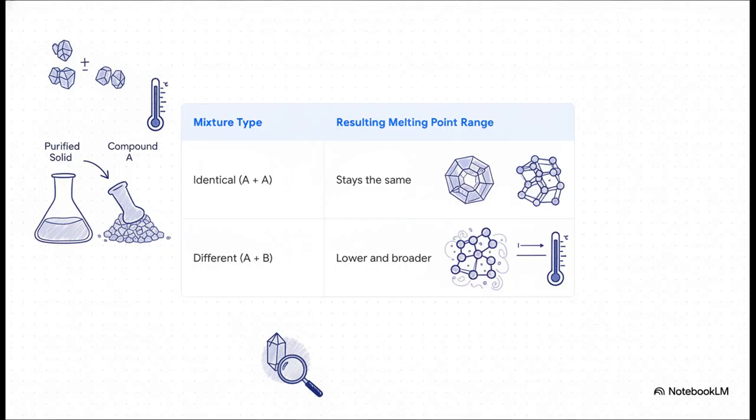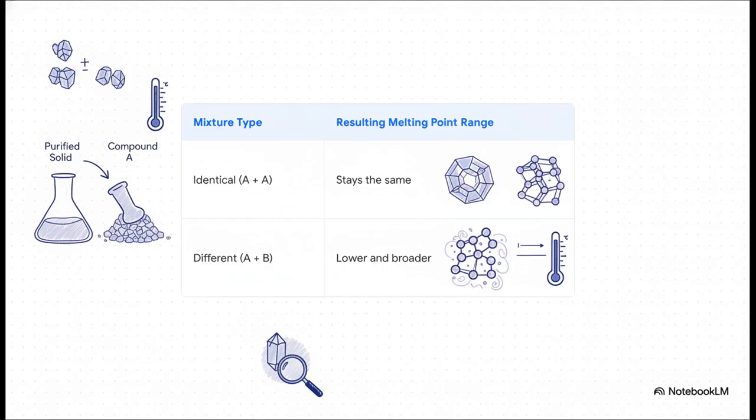Now, what's really fascinating is how we can use this melting range as an identification tool. It's called the mix melting point method. Imagine you have a purified solid that melts right at 99 to 100 degrees, and you strongly suspect it's compound A, which also happens to melt at 99 to 100 degrees.